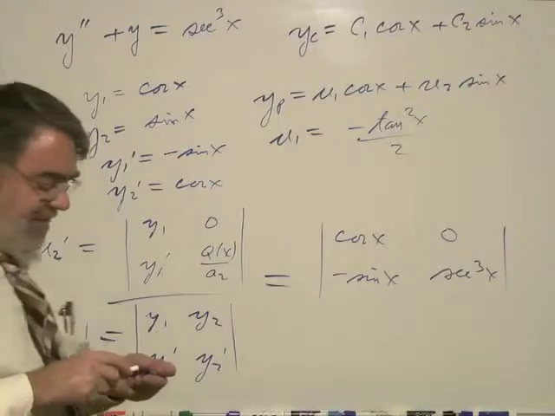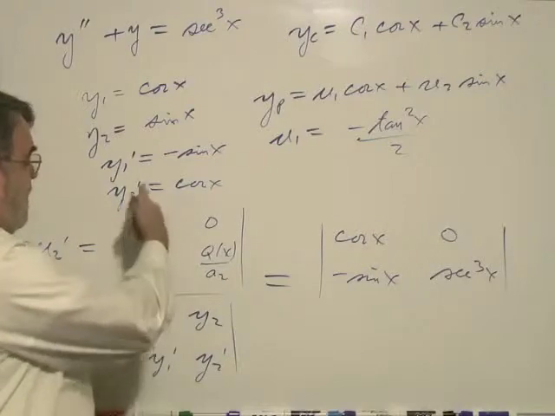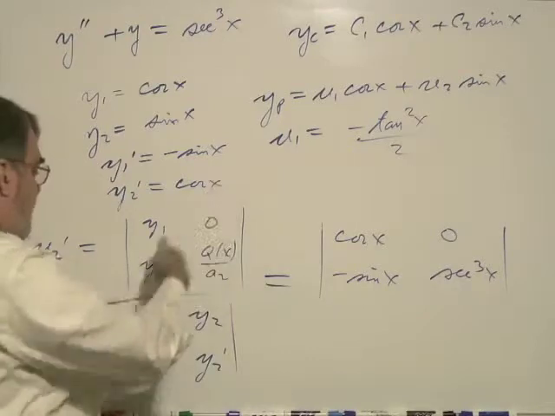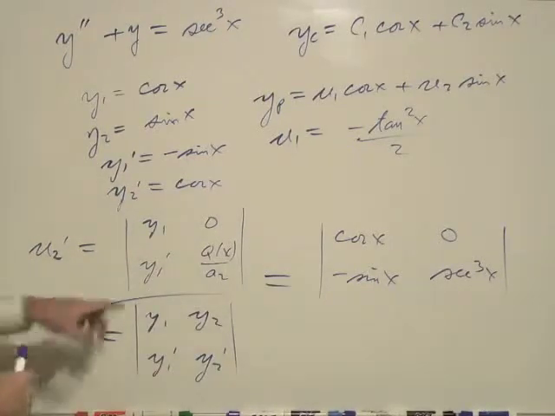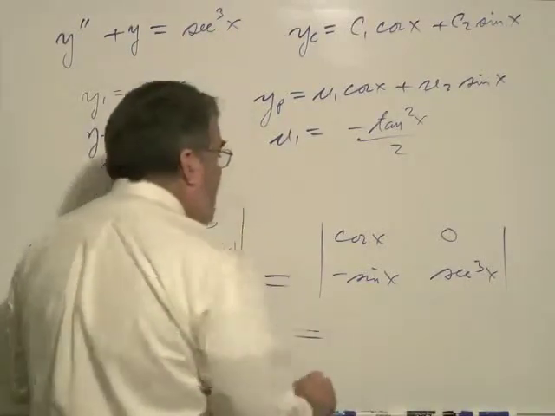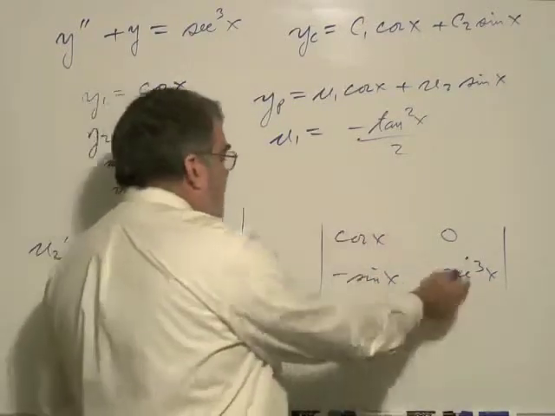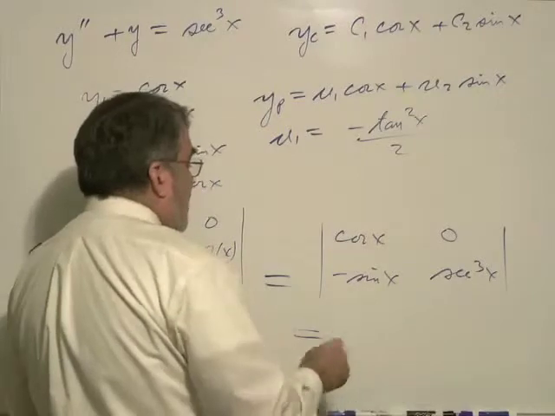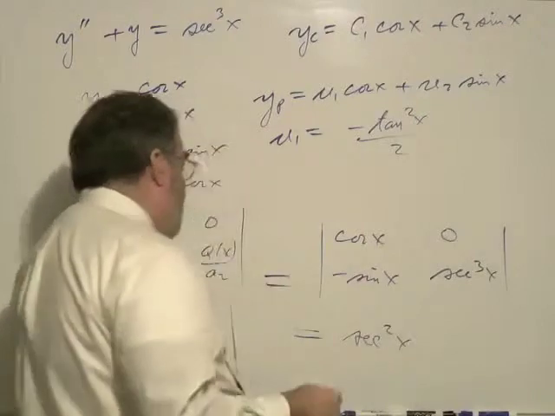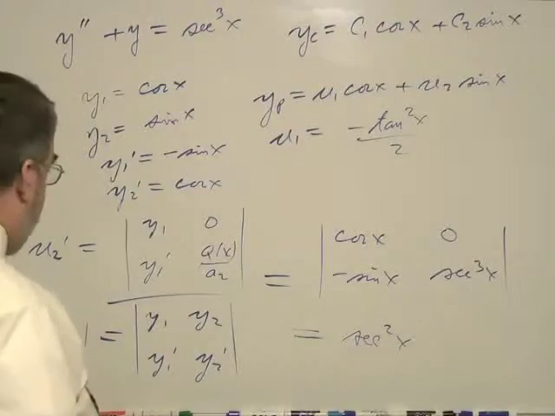Actually, it's kind of neat, because if you substituted 0 here, you would be okay. When we work this determinant, we'll just have this product minus 0 times whatever that is. So we could cheat and put a 0 there. It wouldn't matter. So I have basically cosine times secant cubed. This cosine will cancel one of the secants and leave secant squared. And then minus 0. So u2 prime is secant squared x. Let me write that up here.